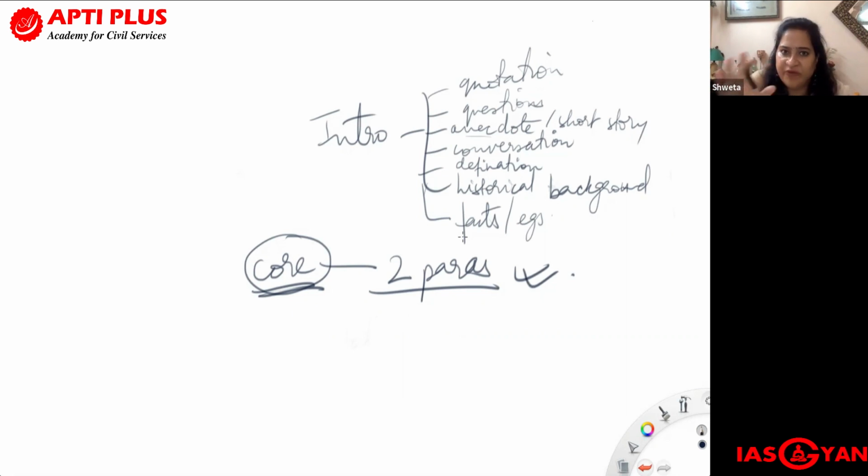Paras can be of any size. As the topic changes, you can change the para. So there is no delimitation that every para should be of 50 or 70 or 100 words. Nothing of that sort. Some para can be 70, some can be 110. No problem with that.